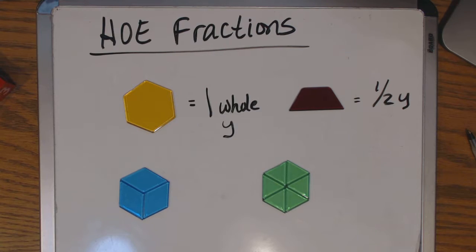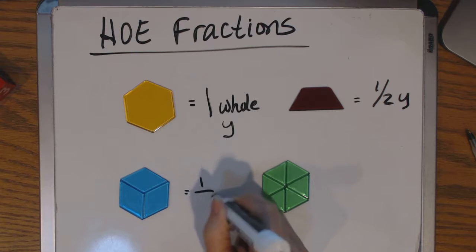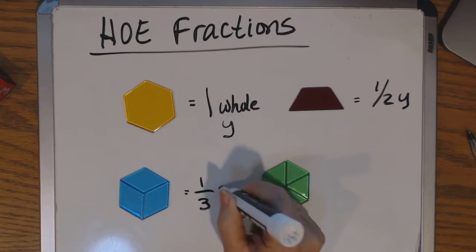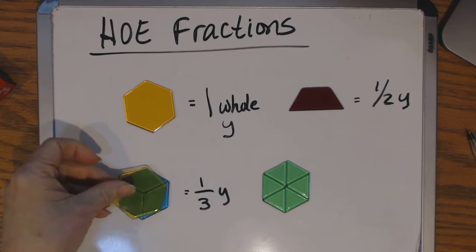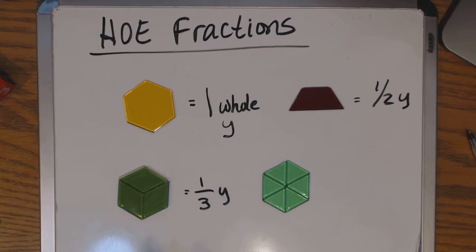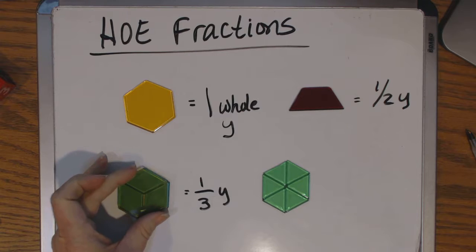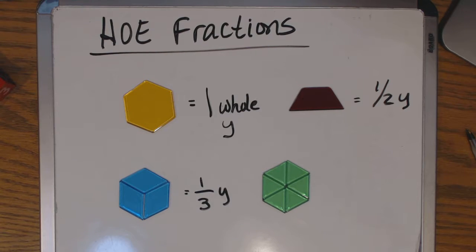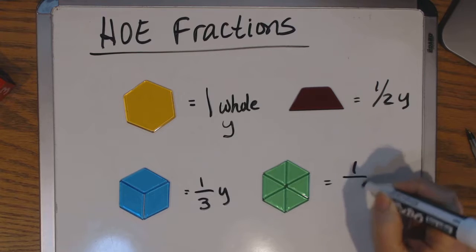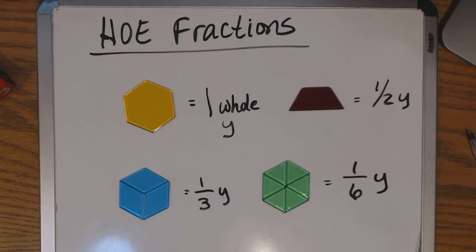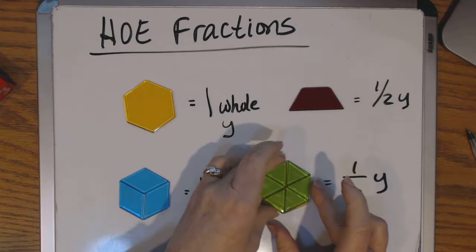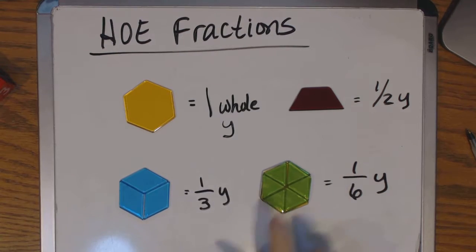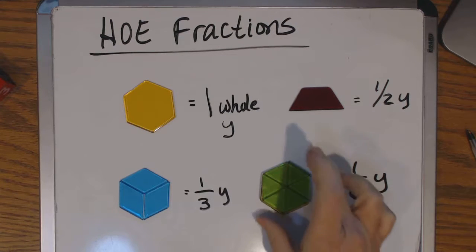Then we have the blue pieces, which are 1/3, and 1/3 of y each. Of course, that means that 3 of these pieces will make up a whole y. We could lay it right on top. So we have 1/3, 2/3, 3/3 would make a whole. And then, of course, the last set of pieces you have are going to be the sixths, because again, 6 of these individual pieces will fit in the same area that a whole yellow would fit, okay?